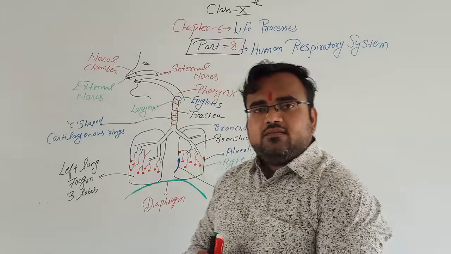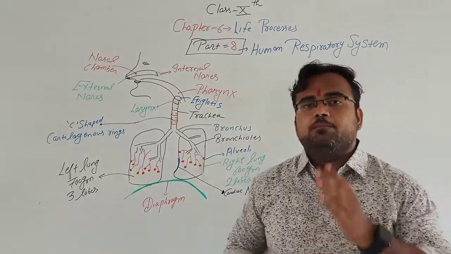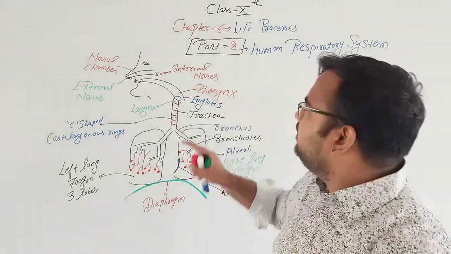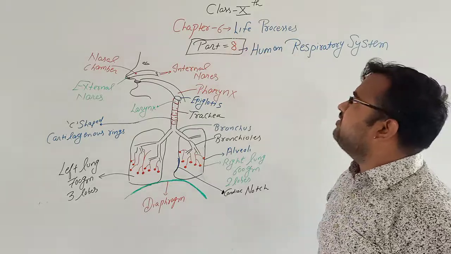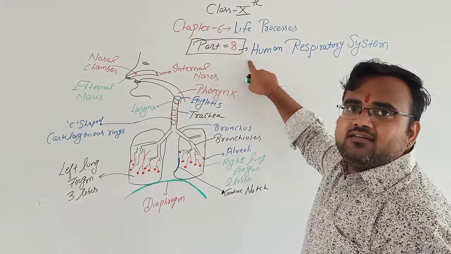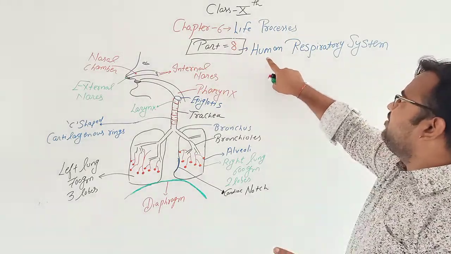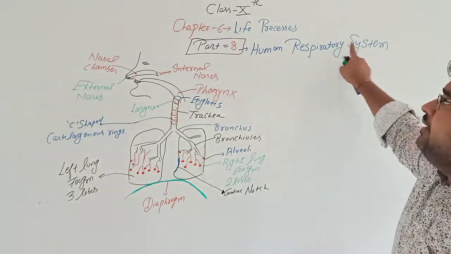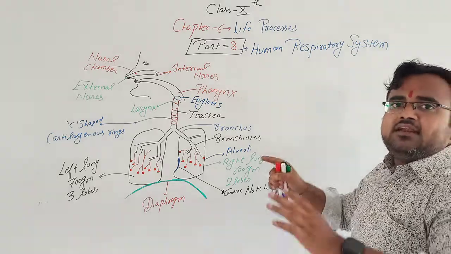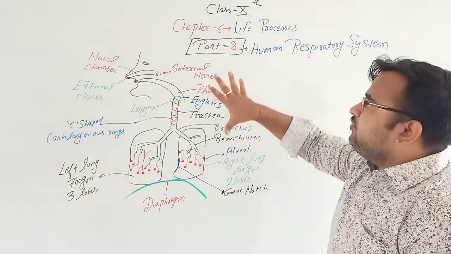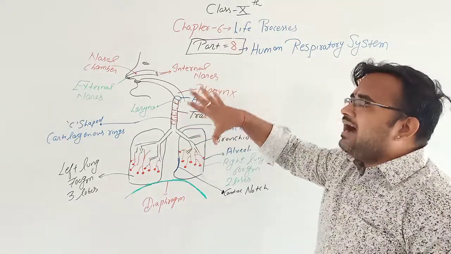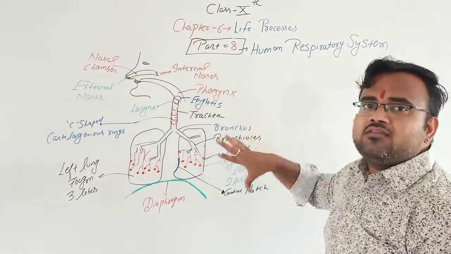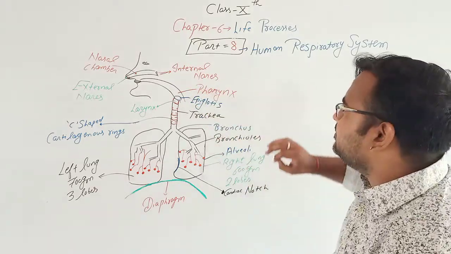Good morning, dear students. Today we will start part 8 of our chapter 6, that is life processes, and today we will discuss the topic known as the human respiratory system. In part 8 we will see the detailed structure of the human respiratory system and the functions of various organs of the respiratory system.